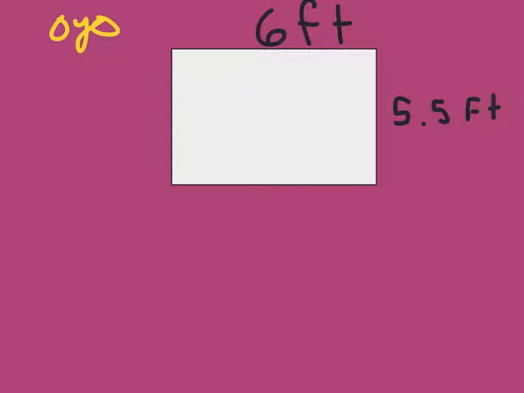Alright, for your perimeter, you would add up all your sides, or you could do 6 times 2 and 5.5 times 2 for your perimeter. And for this problem, your perimeter should be 23 feet.